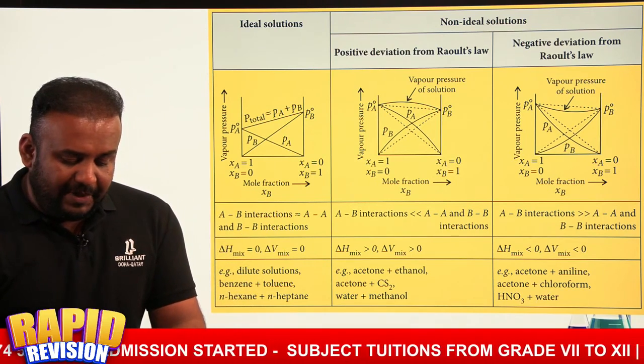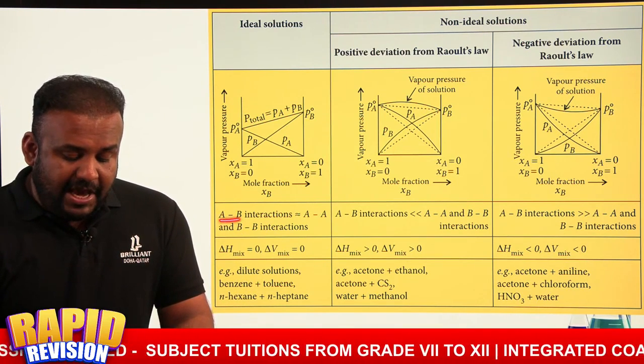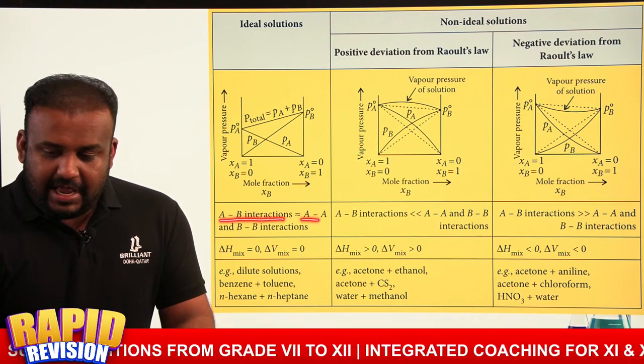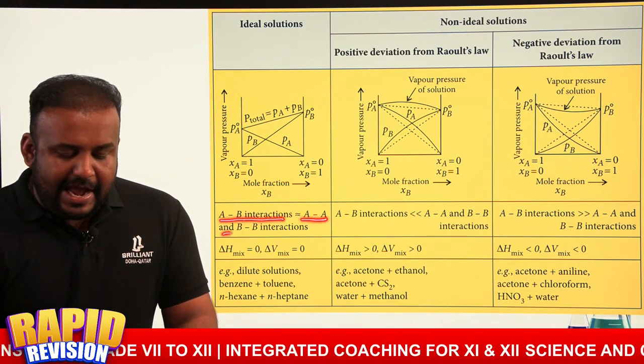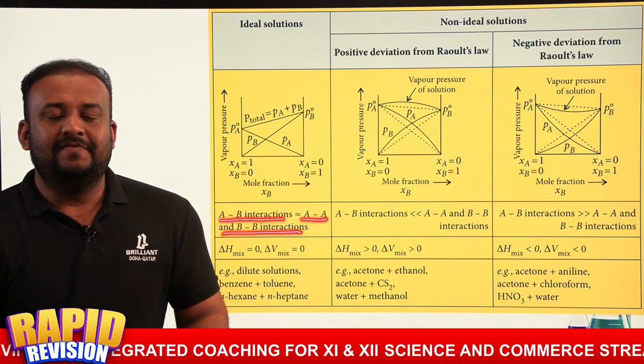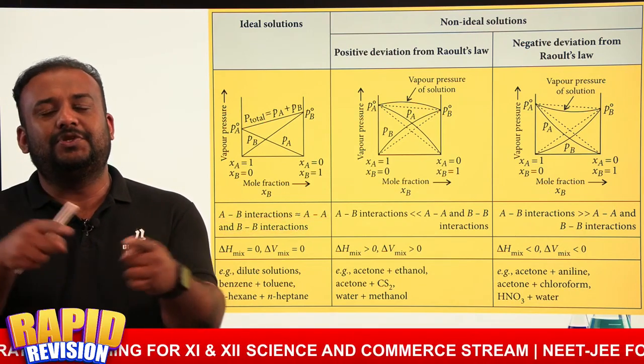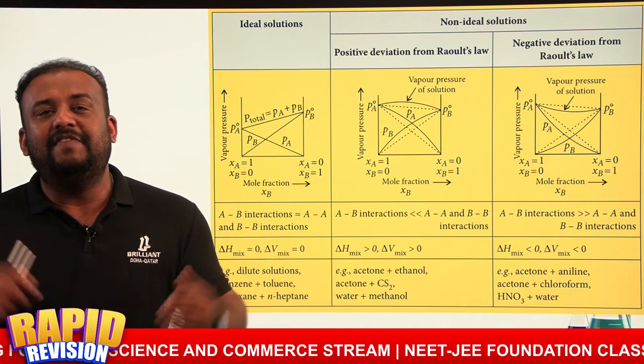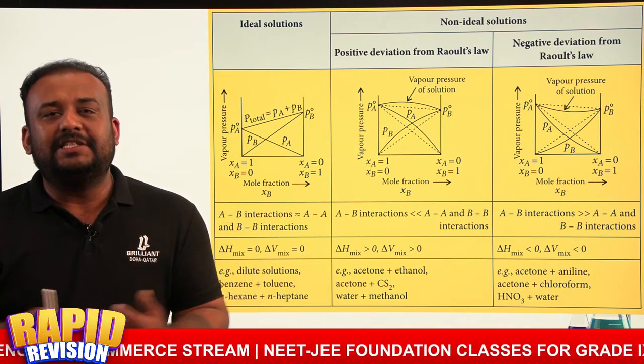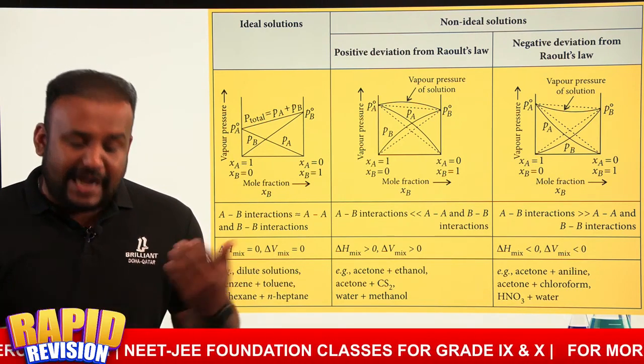So once again, all of you please focus on the slide. The AB interaction should be approximately equal to the AA and BB interaction, which means when you mix the two components, you will not see any variation. You will not see much difference. This is called an ideal solution.